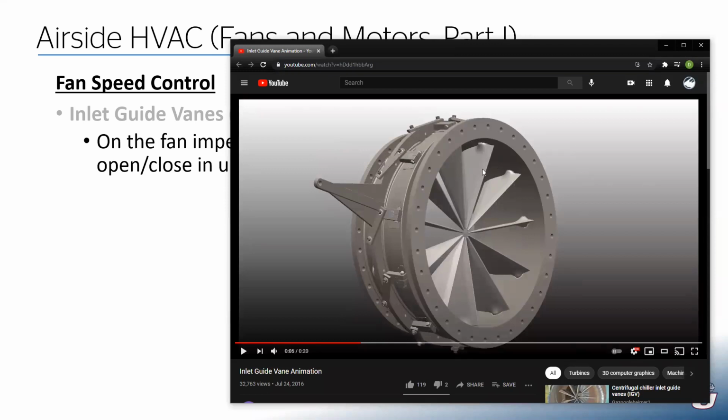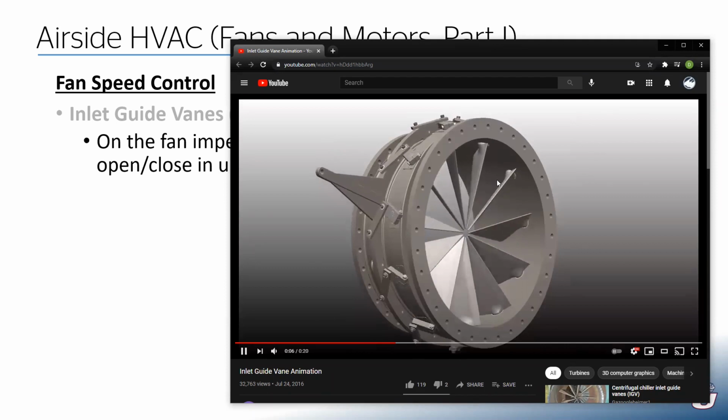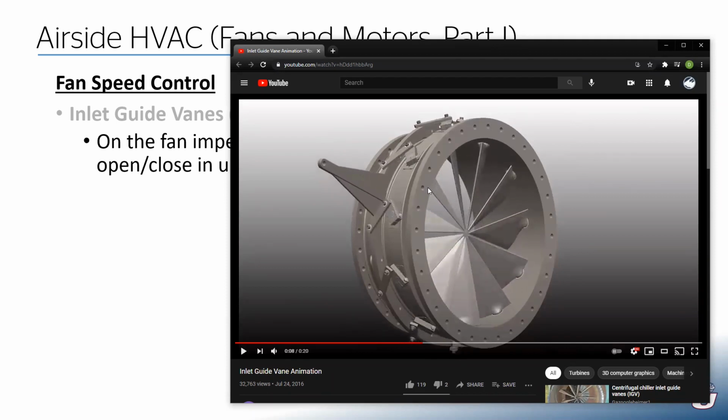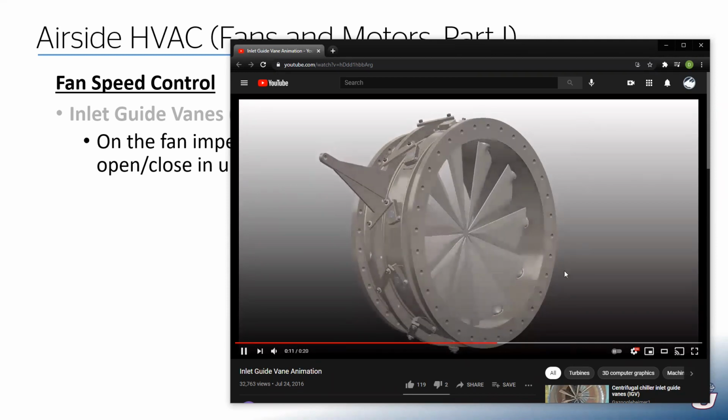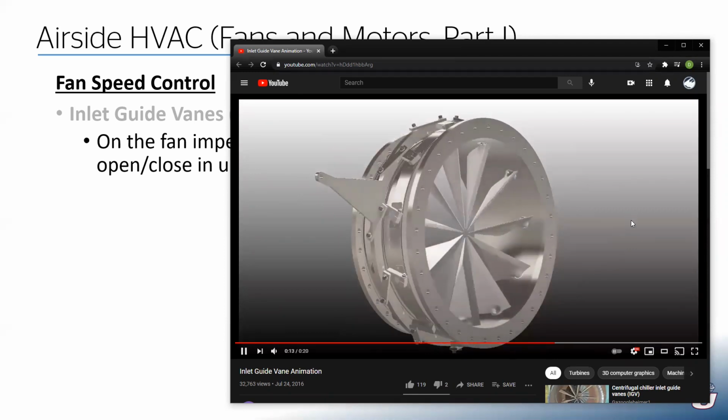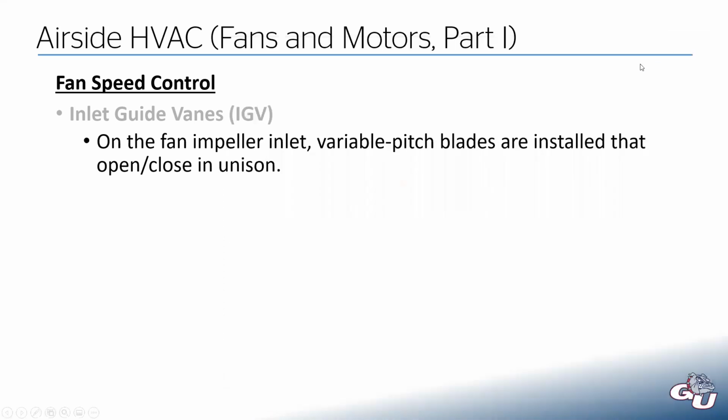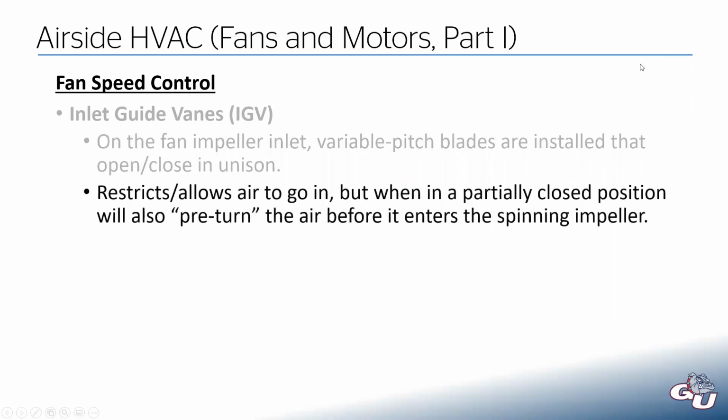So right now, this would be about a full open position. So this would have the most amount of airflow and the least amount of restriction. But then you can close it to a partially closed position, which will reduce airflow. So these are called inlet guide vanes. So that either restricts or allows air to go into the fan impeller.